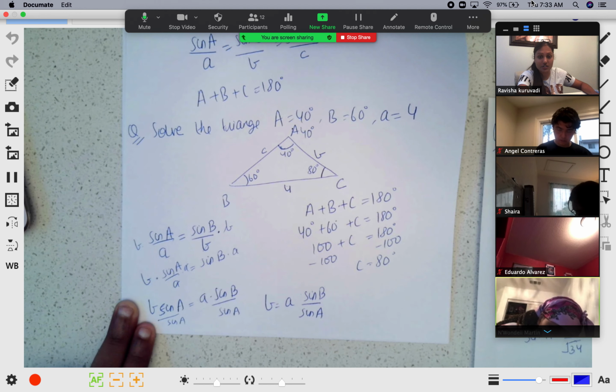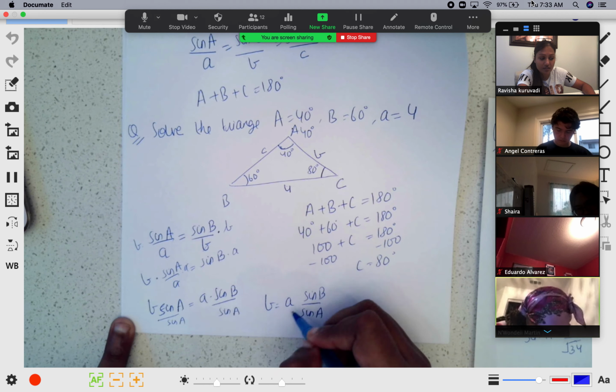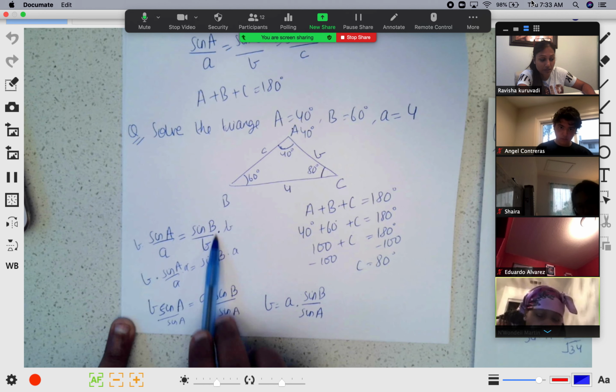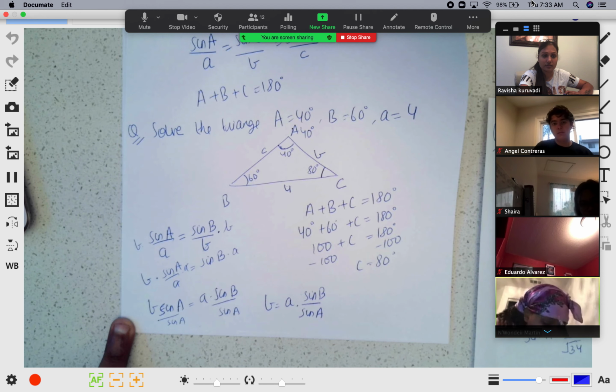Anyone has any questions on how I got from here till here? I'm just using this formula here, and then I'm taking B on one side, everything else on the other side. Once you got this, plug in the values.